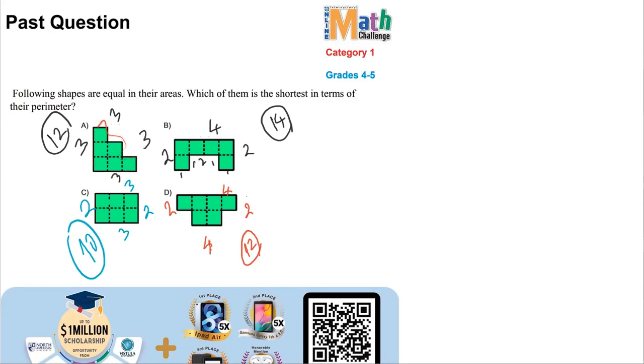So in this way, if we count all, we will get 12 units from here, 14 units from here, 10 units from this one, and 12 units from the last one. So the option C has the shortest perimeter among these shapes.